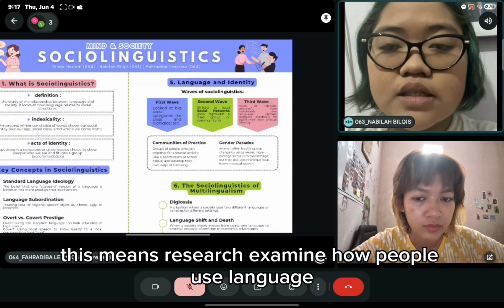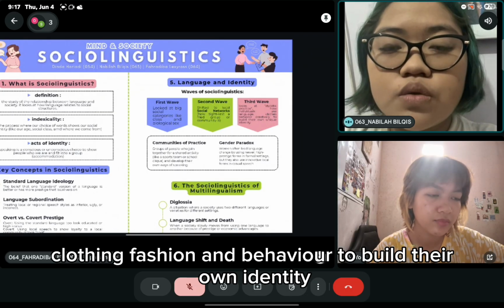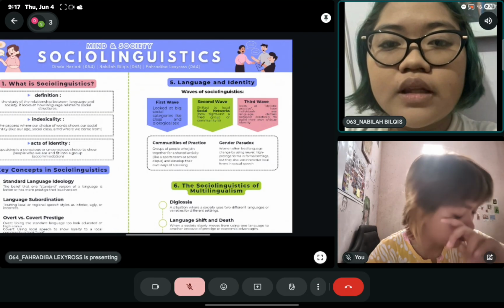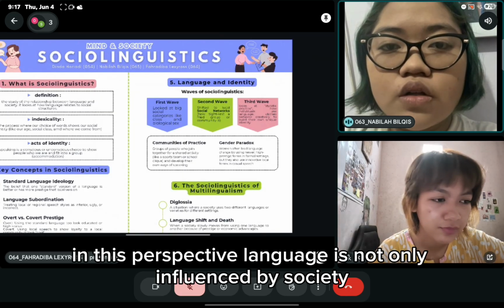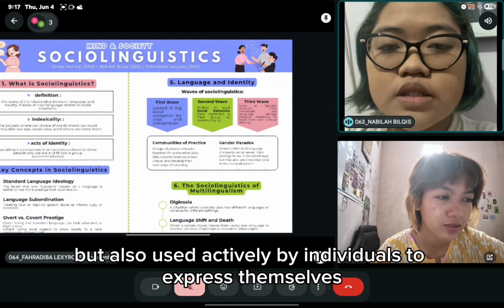This means research examines how people use language, clothing, fashion, and behavior to build their own identity. In this perspective, language is not only influenced by society, but also used actively by individuals to express themselves.